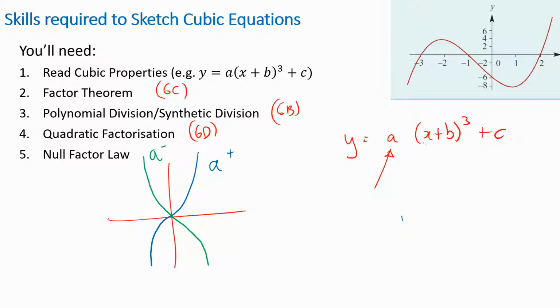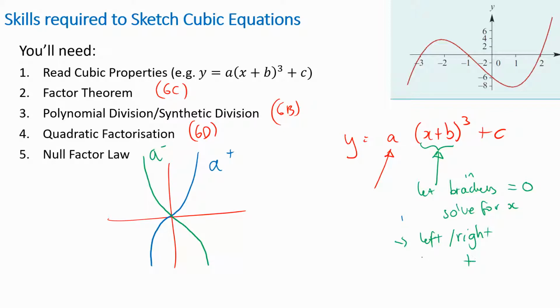What was B again? What does B tell me? Side to side, left or right. Now what was the technique I taught you? Make it equal to 0. Fantastic. I want you to write this down. Let whatever's in the brackets equal to 0 and solve for x. This will tell you left or right. So if it's positive, it'll move to the right. If it's negative, it moves to the left. Okay?